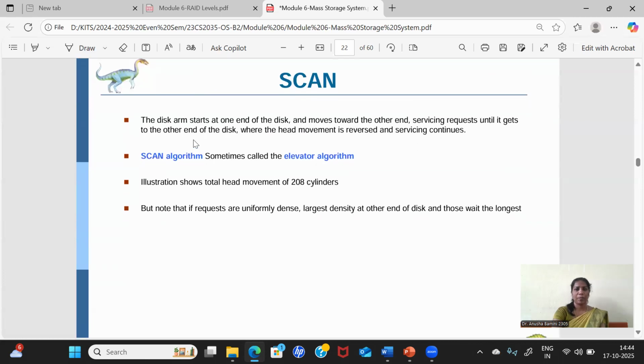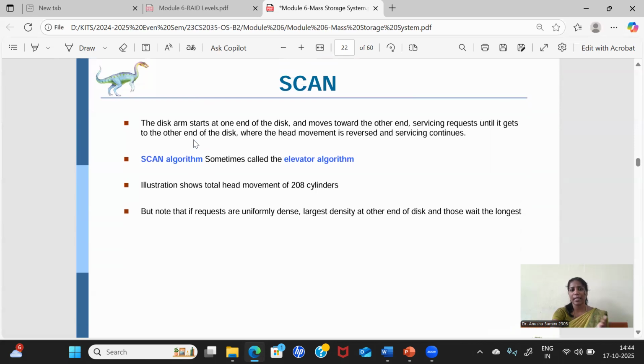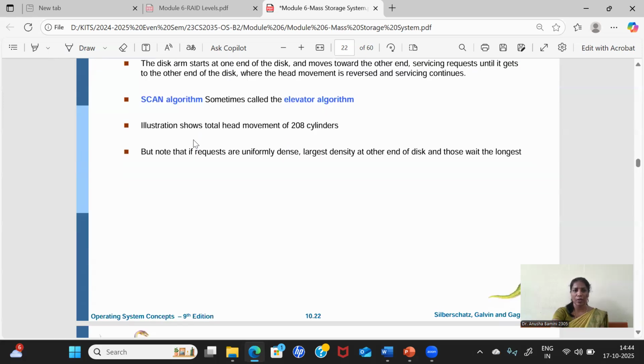SCAN. Like a scan: if we have a document and we scan it, it will scan the entire content present in the document. Same thing: the disk scan starts at one end of the disk and moves towards the other end, servicing requests until it gets to the other end of the disk. This concept applied by the SCAN algorithm is an application of the elevator lift. The lift concept is based upon this SCAN algorithm.